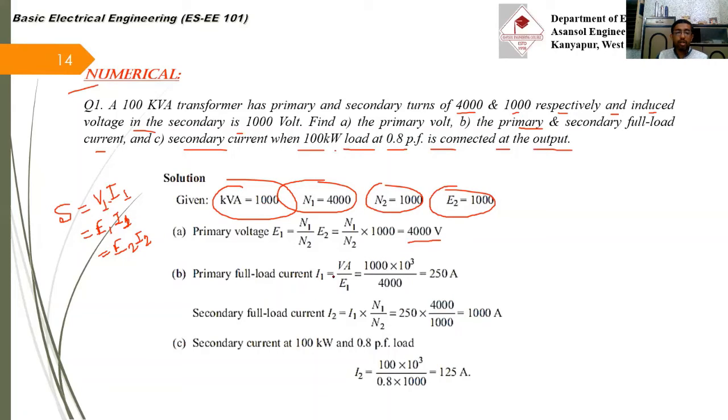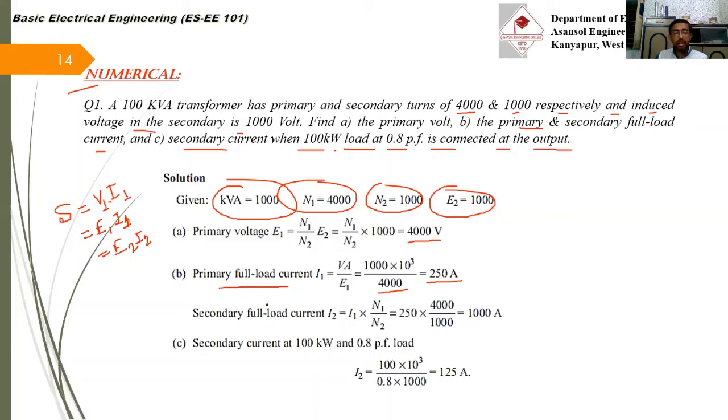Okay. Now, the E1 value you already found out. So, what is the full load primary current? Full load primary current is 250 ampere. Just divide the apparent power by the voltage. Okay. Or this is your EMF, right?